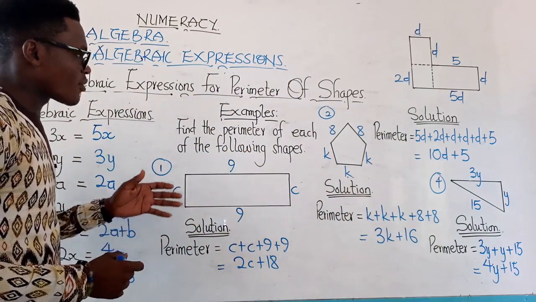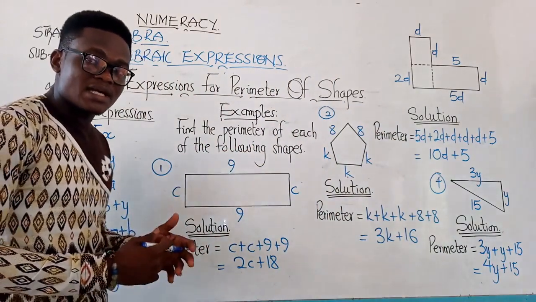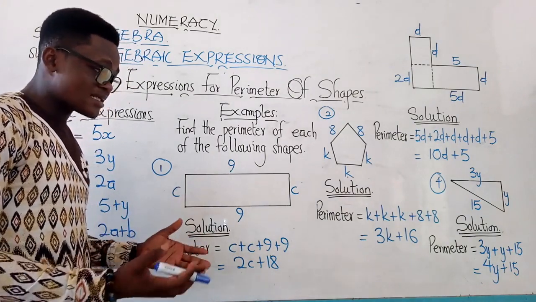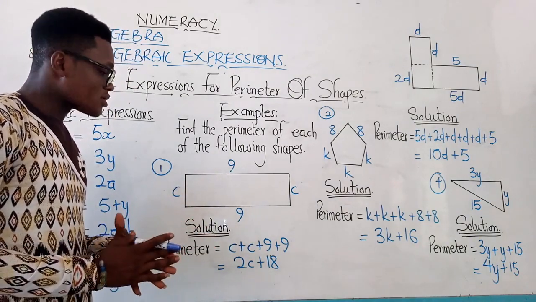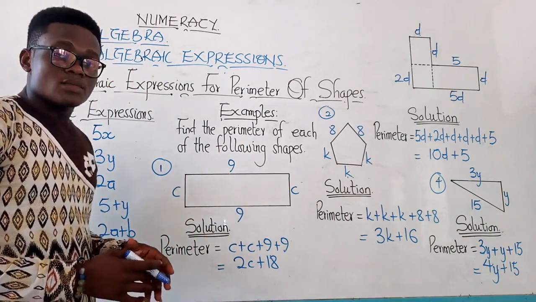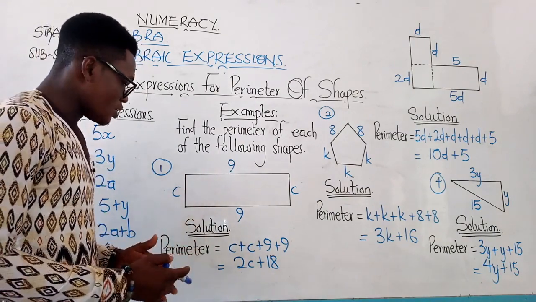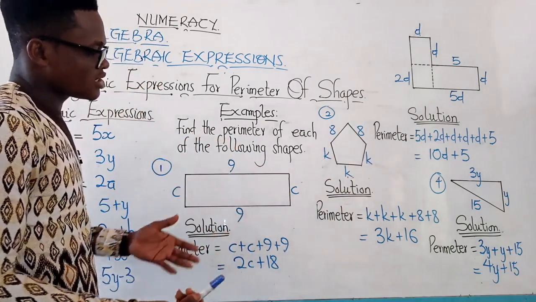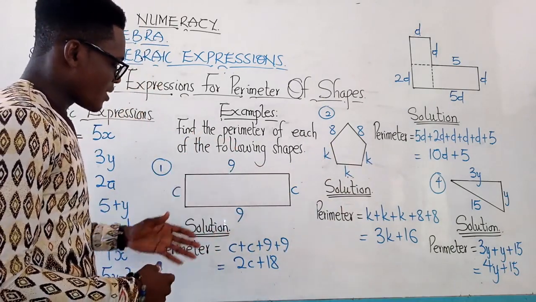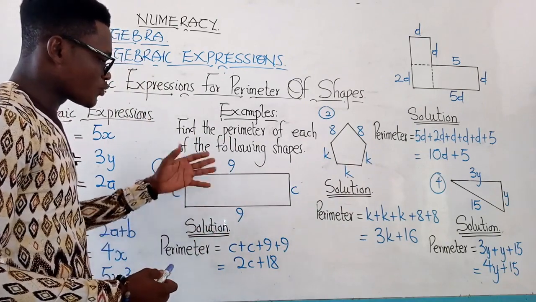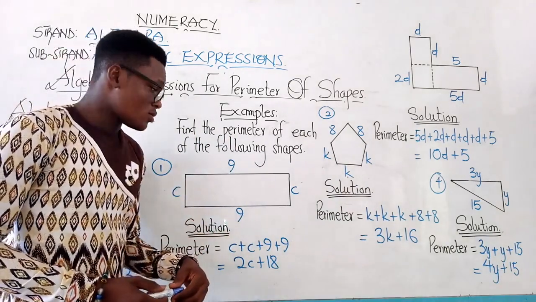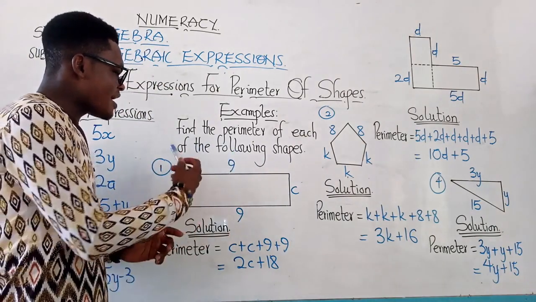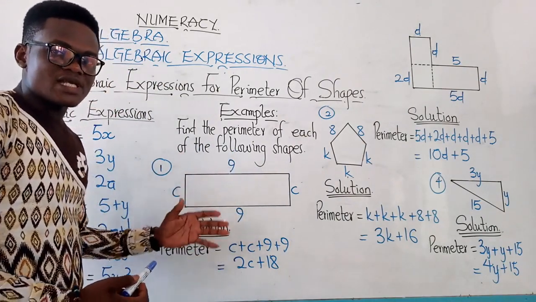There are quite a few examples of algebraic expressions for perimeter of shapes. So we said that the perimeter actually means the path or the distance or the boundary around a given two-dimensional shape. As you can see, these are examples of two-dimensional shapes. They are made up of 2 dimensions, width and then length. Now we are going to find the perimeter of each of the following shapes.